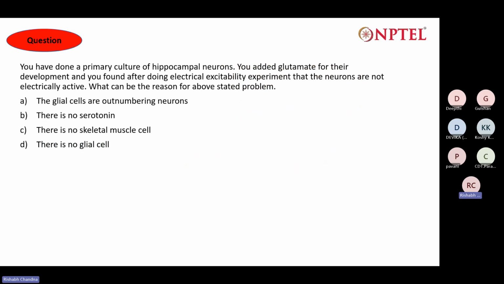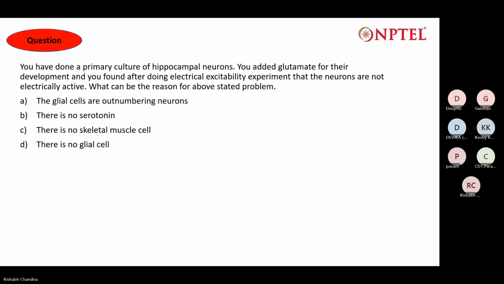So you have done a primary culture of hippocampal neurons. You added glutamate for their development, and you found that after doing an electrical excitability experiment that the neurons are not electrically active. What can be the most probable reason for the above stated problem? The options are: the glial cells are outnumbering neurons, there is no serotonin in the culture, there are no skeletal muscle cells added in the culture, or there are no glial cells present in the culture. So can anybody think and tell the answer?